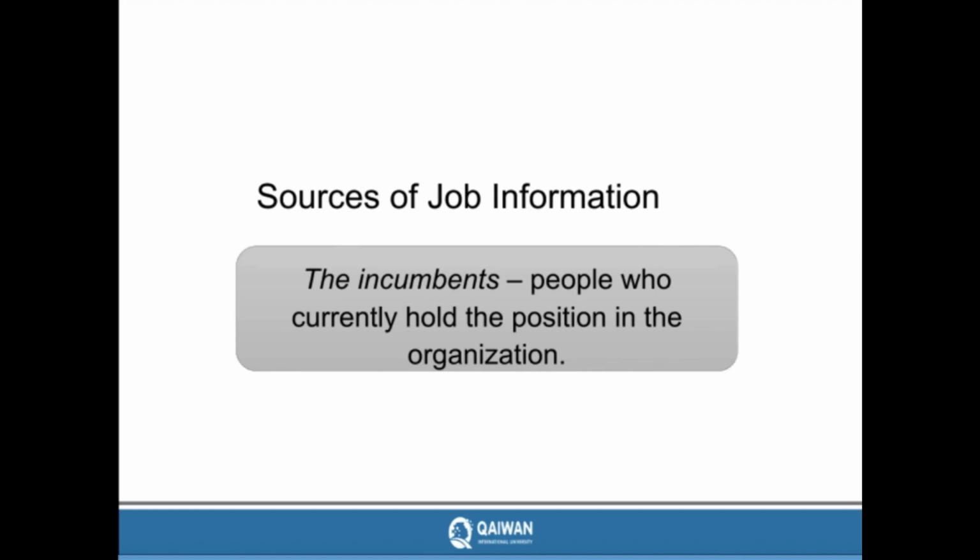However, we also need to be careful. Sometimes incumbents may exaggerate their work or focus only on what they like or what they remember. So HR usually combines this source with other sources to get more accurate results. So incumbents, this is one of the ways of collecting the information.